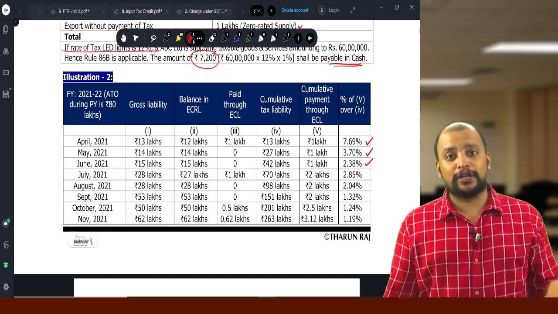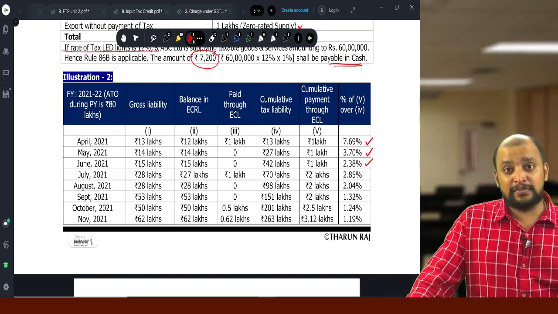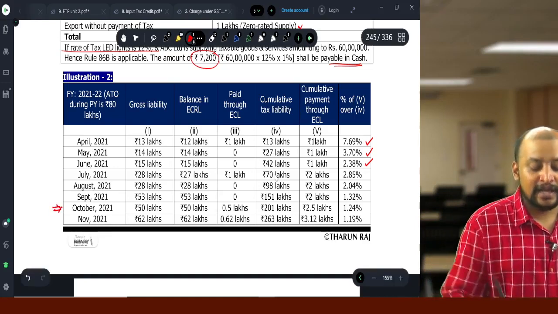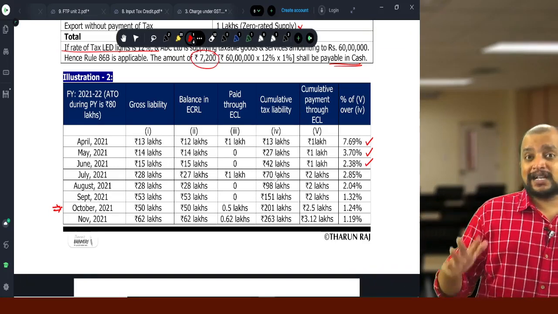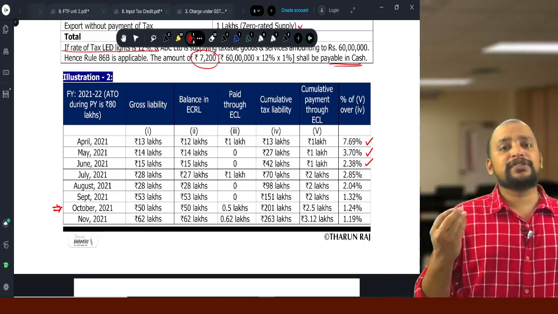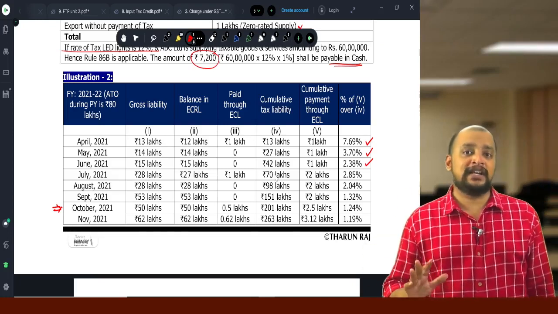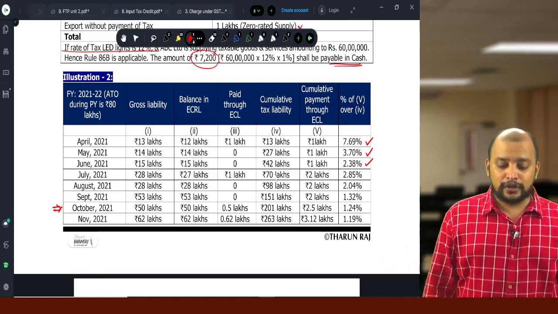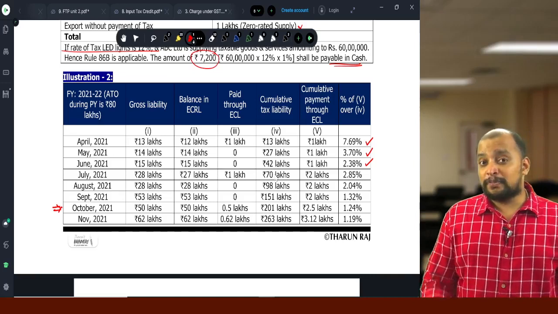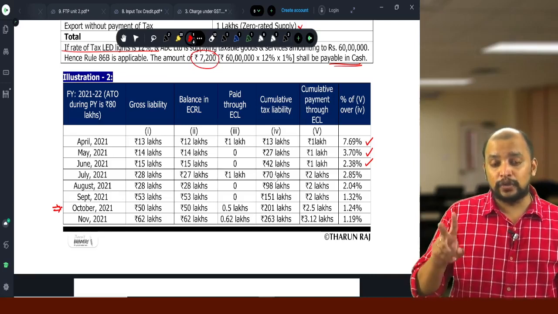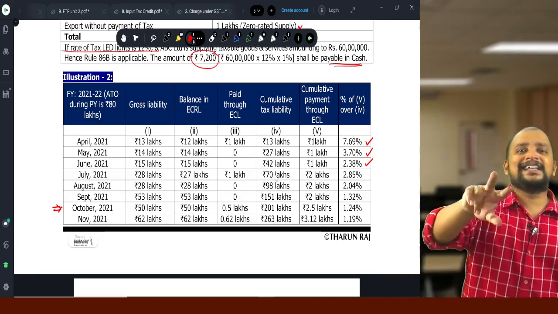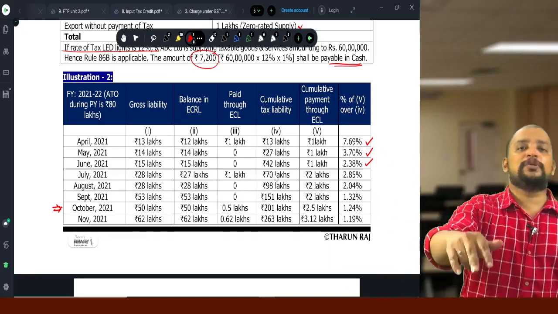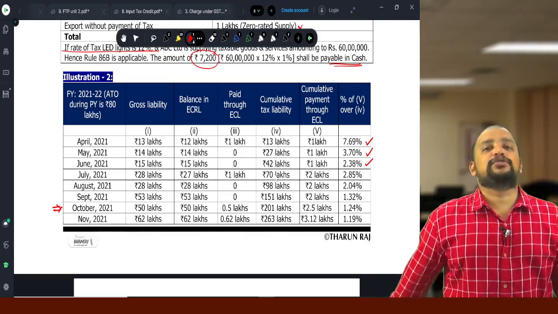Then again October, you take. October, 50 lakhs is the liability and 50 lakhs is the credit. Now concentrate. October month is very important. Listen. Suppose you are using credit for payment of your liability, nothing you are paying through cash ledger. Suppose it is that way, then what is your total liability? 201. How much did you pay so far through cash ledger? 2. 2 divided by 201 is less than 1%. So that's why for the October month, we have to pay 1% through cash ledger.